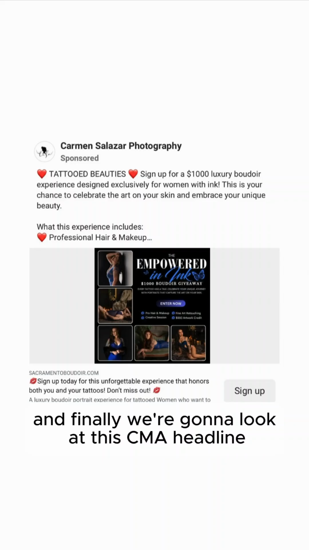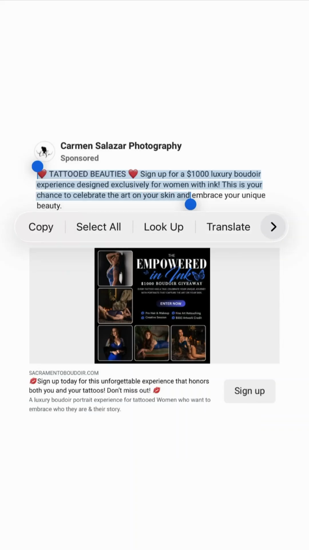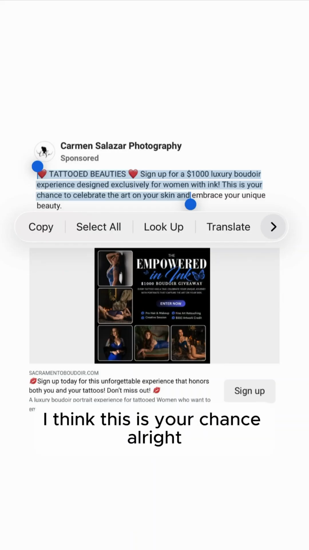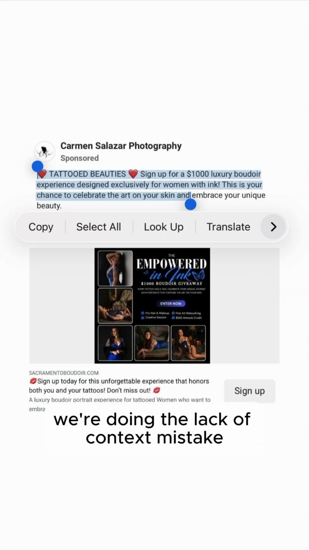And finally, we're going to look at this See More headline, the first 2 3/4 lines, Facebook newsfeed mobile. So, tattooed beauties. So, I think this is your chance. All right. So, we do got some good context here, but the false belief or the mistake we're making, we're doing the lack of context mistake.